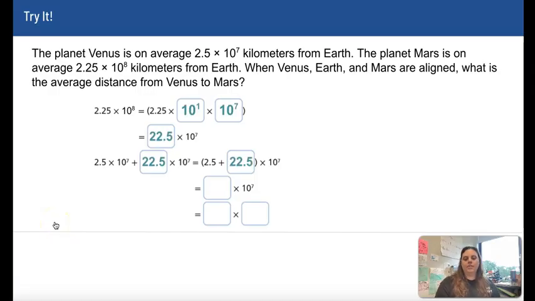So with this problem, we'll split up 10 to the 1st and 10 to the 7th. 2.25 times 10 is 22.5. So that'll be the number we use and add to 2.5. When we add those, we get 25. So to rewrite that in proper scientific notation, we want to have 2.5, and then we will increase the power on 10 back up to 8.